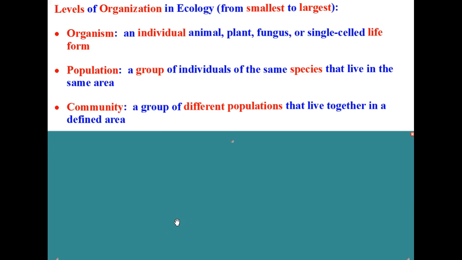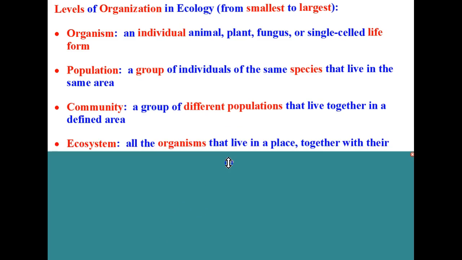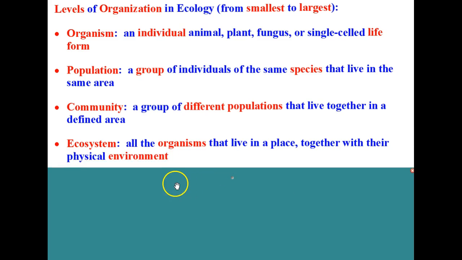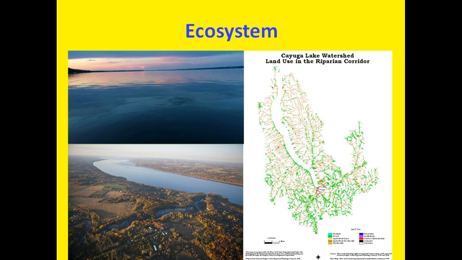Our next largest level of organization in ecology is an ecosystem. In an ecosystem, all the organisms that live in a place together with their physical environment make up the ecosystem. If Ruthie's perch is the organism, the school of perch is the population. The school of perch, the school of bluegills, the school of largemouth bass, and all the aquatic plants are the community. Then the ecosystem in this example would be Cayuga Lake, of which you see two beautiful pictures here.